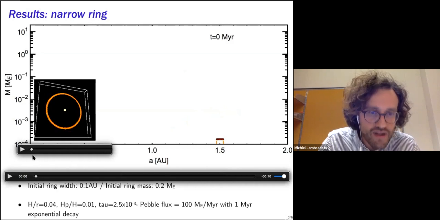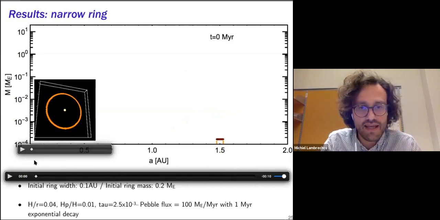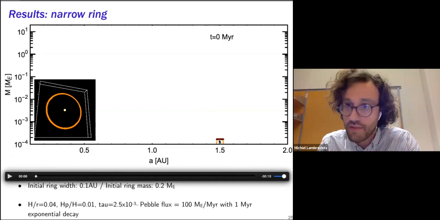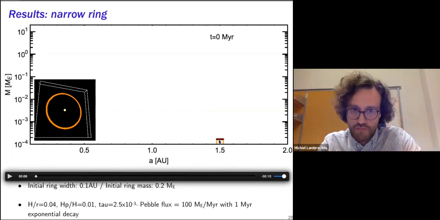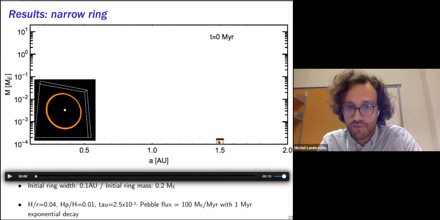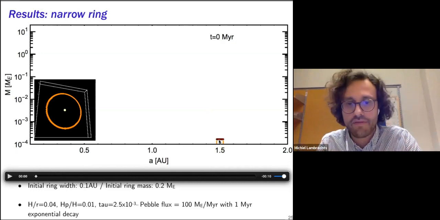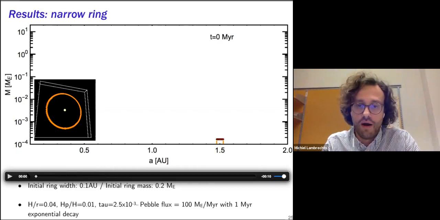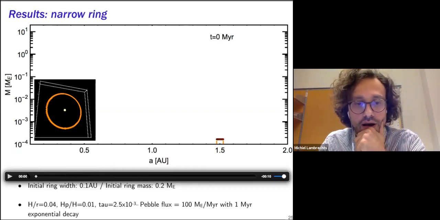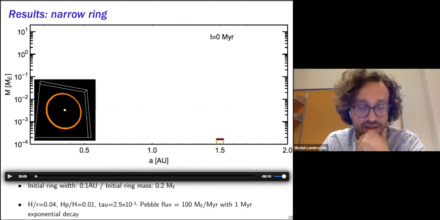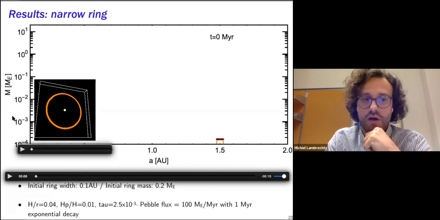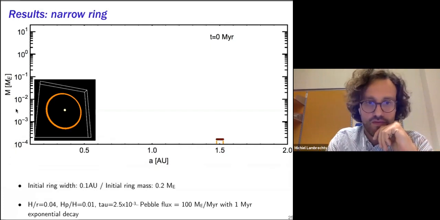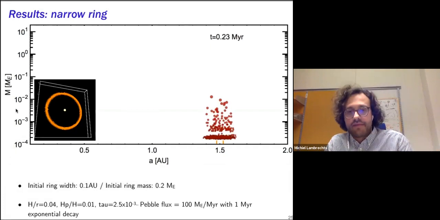Okay, so now I'm going to show a simulation starting from such a narrow annulus of planetesimals, these 0.2 Earth masses of planetesimals that we put on a very compact ring around 1.5 AU, and then we explore how mass grows. And this is a small inset that shows a bird's eye view of the same process. So this is basically what happens.